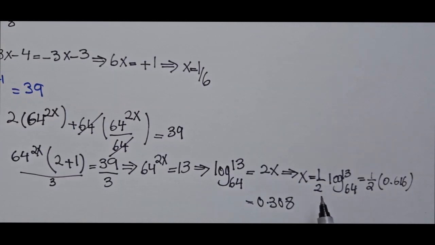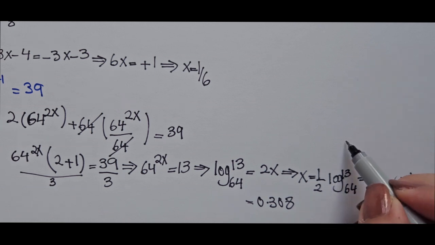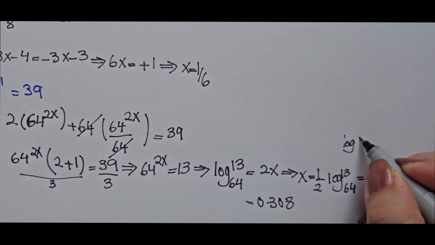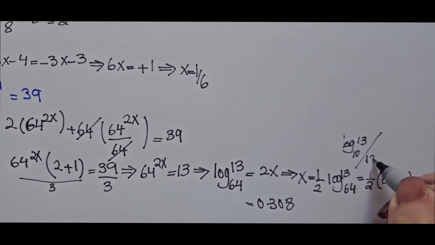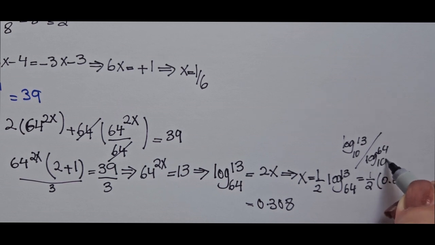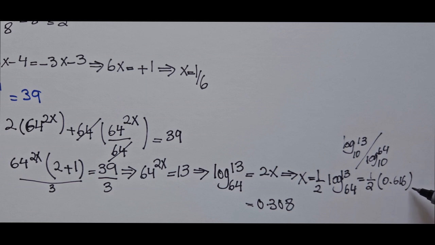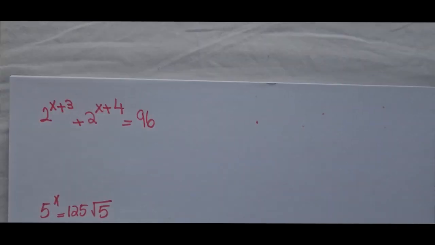Okay, in order to calculate this value, log of 13 to the base 64, you cannot do it in your calculator in one go. So what you can do is log 13 to the base 10 divided by log 64 to the base 10. You calculate this value and it comes up with 0.616, and then you multiply it by half. So the final answer is 0.308. Okay, let's continue with another example.